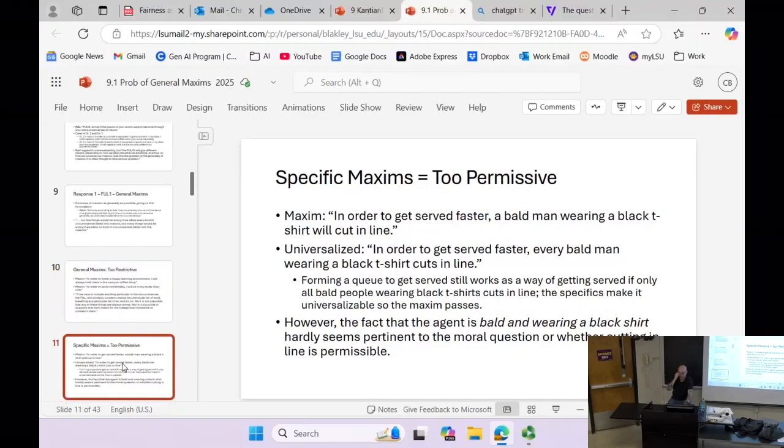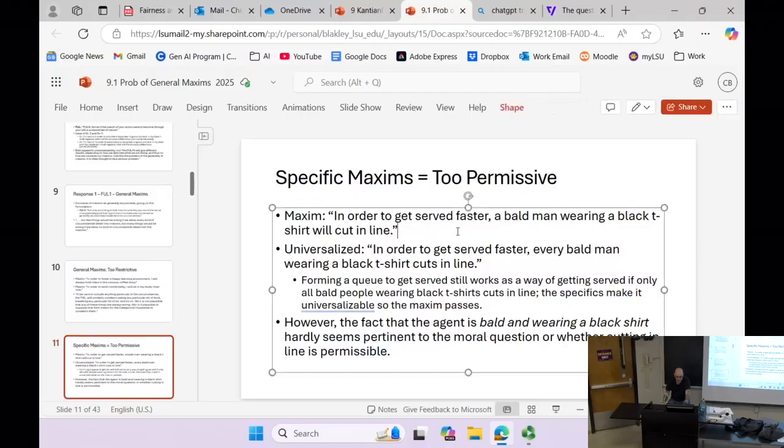So let's go the other way. Try to be as specific as possible. In order to get served faster, a bald man wearing a black t-shirt will cut in line. Well, that just means that only bald guys in black t-shirts are cutting in line and everybody else isn't. You see the double standard, right? So that's conceivable. In order to get served faster, every bald man wearing a black t-shirt cuts in line. Forming a queue to get served still works as a way of getting served if only bald men wearing black t-shirts cut in the line, right? The specifics make it universalizable, so the maxim passes, but most of us want to say that's wrong, right?